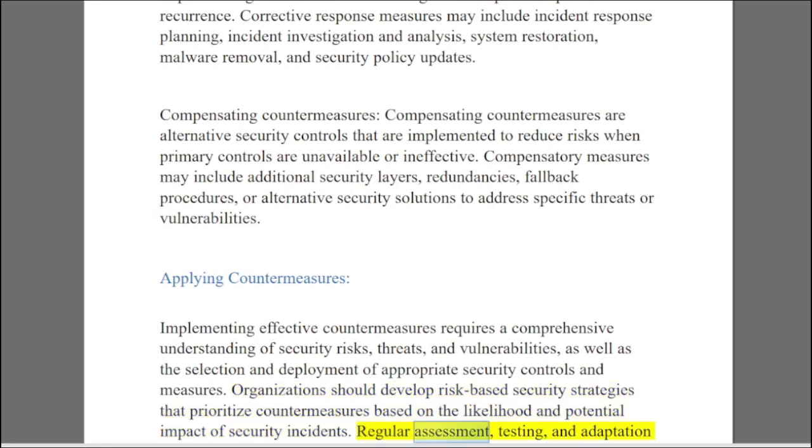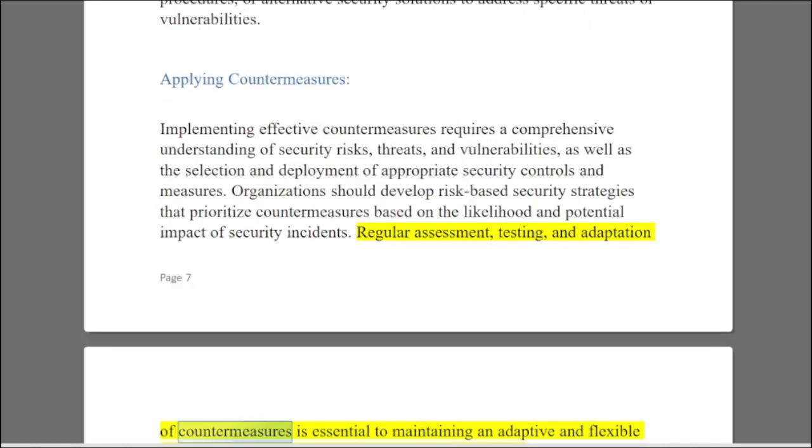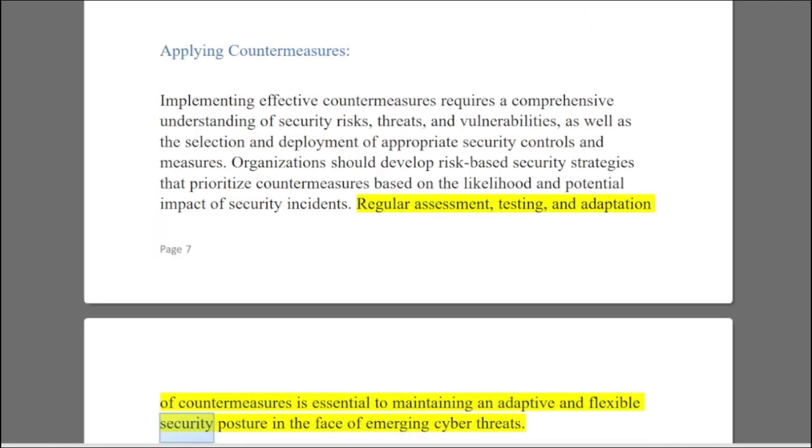Regular assessment, testing, and adaptation of countermeasures is essential to maintaining an adaptive and flexible security posture in the face of emerging cyber threats.